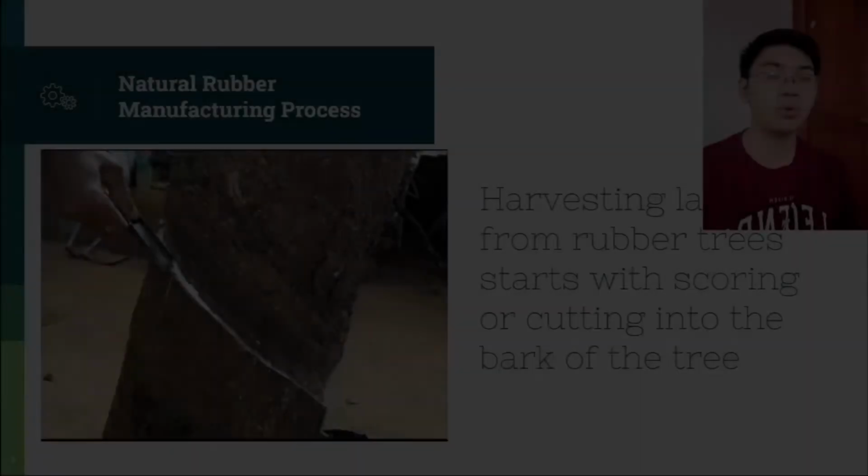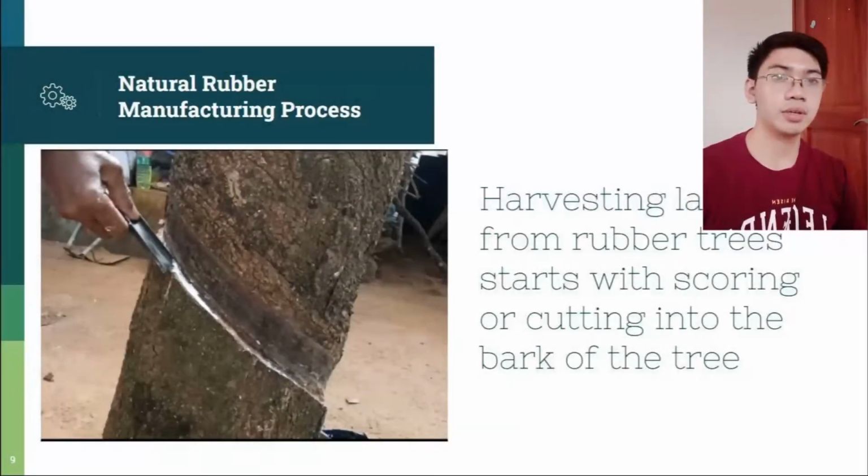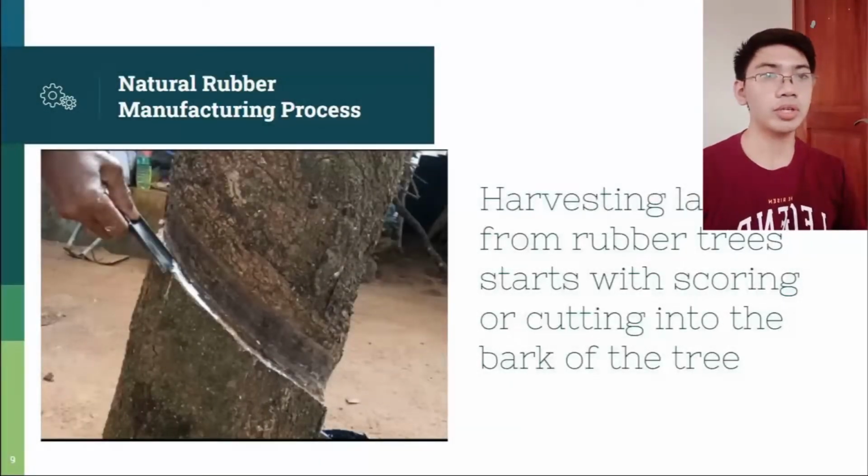So here's the natural rubber manufacturing process. The natural rubber manufacturing process begins with harvesting latex from rubber trees. Harvesting latex from rubber trees starts with scoring or cutting into the bark of the tree. When tappers peel back the bark of a rubber tree, they disrupt the plant ducts. This releases latex, a milky white substance. Latex flows into a cup attached to the bottom of the cut in the tree.